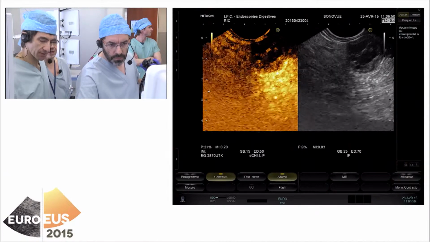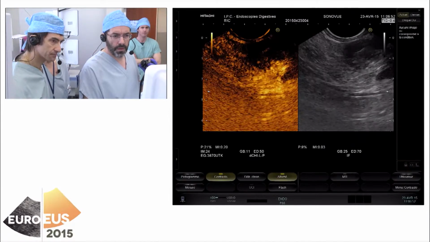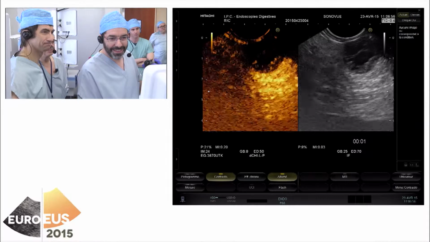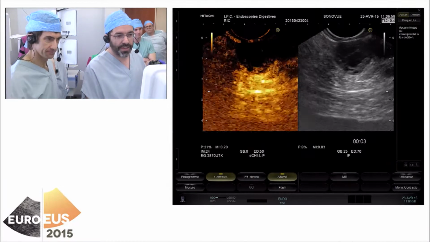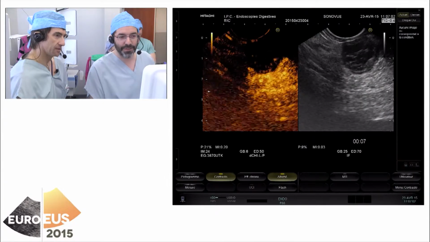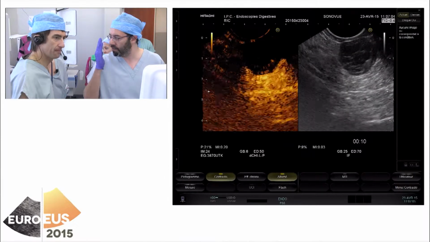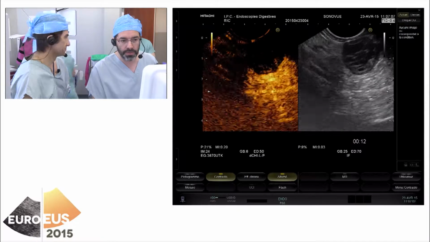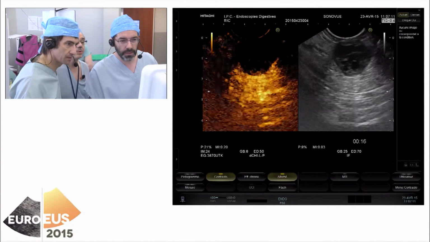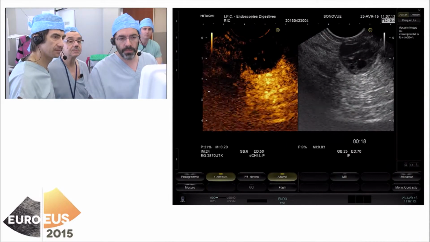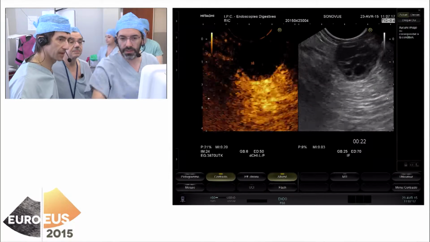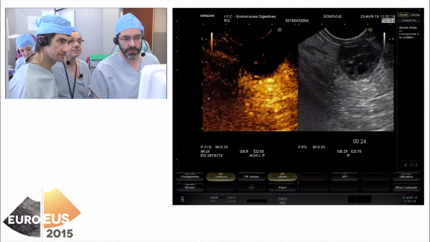You move for the contrast. Okay, please. Now we're injecting the Sonoview with the guidelines of Mark. Remember, you have to be straight in the vein to have no problems. Another important thing is that the focus in the images should be below the lesion. That's also very important.